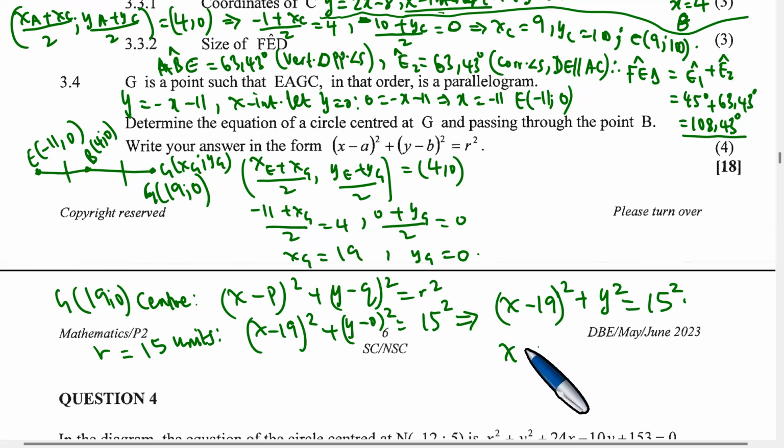But now you can go to your calculator and perform squaring. 15 squared is 225. And therefore, we have the equation of the circle the examiner wants in 3.4. Because if G is a point such that EAGC in that order is a parallelogram, the examiner said determine the equation of a circle centered at G, and the equation of the circle is x minus 19 all squared plus y squared equals 225. Next question.